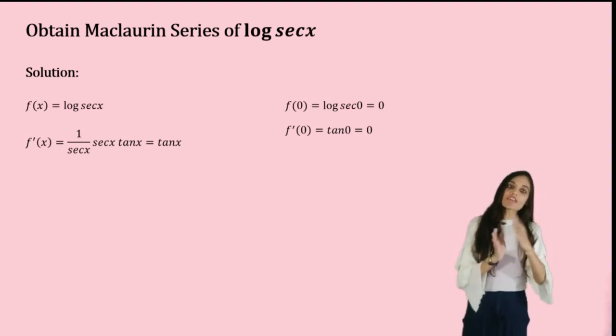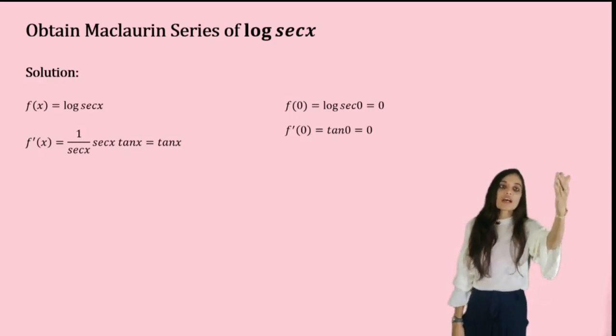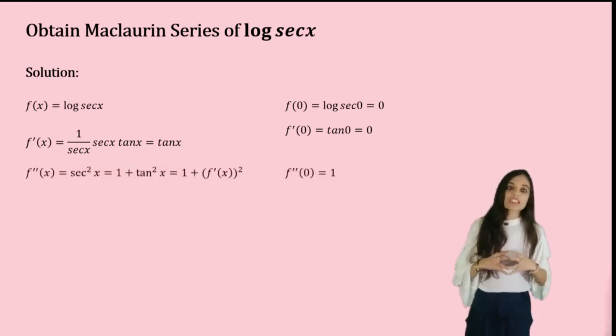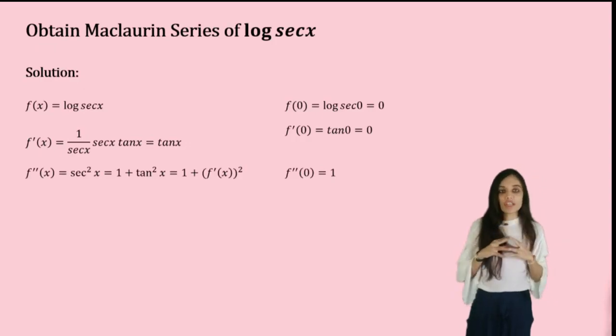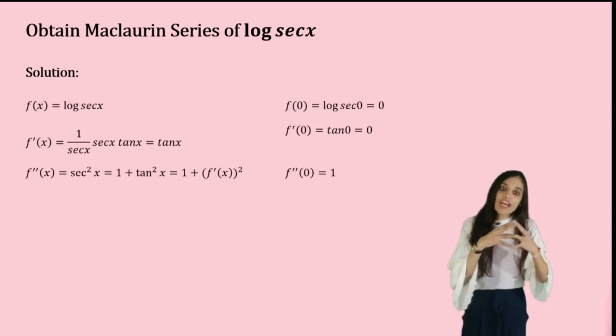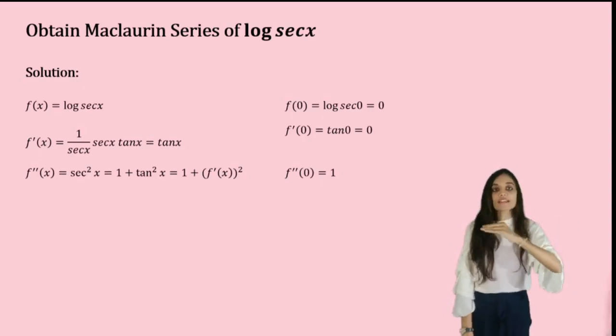And simultaneously we will put the value of x. So firstly our f of 0, that is log sec 0, that is 0. Next f dash of 0 will be 0. So we are done with f of x and f dash of x. Now we will find f double dash of x. So for f double dash of x, the derivative of tan x will be sec square x.